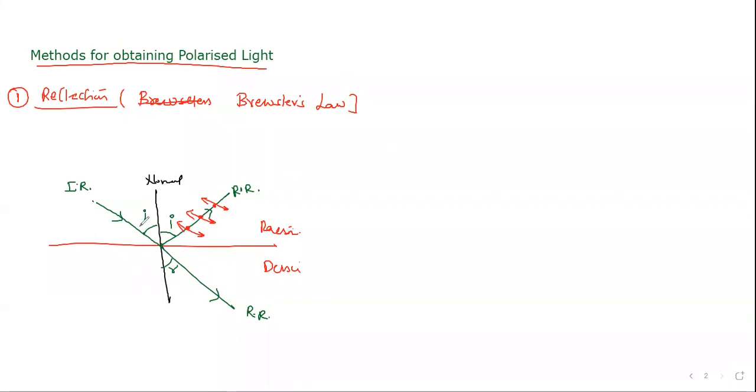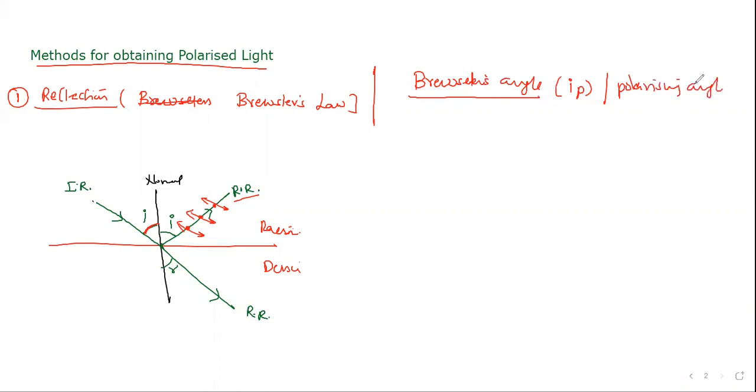Suppose you keep increasing your angle of incidence, then the reflected ray gets even more polarized. So there is a particular angle. It's called Brewster's angle. IP is called the polarizing angle. The other name is polarizing angle. So if light is incident at this angle, then what happens?